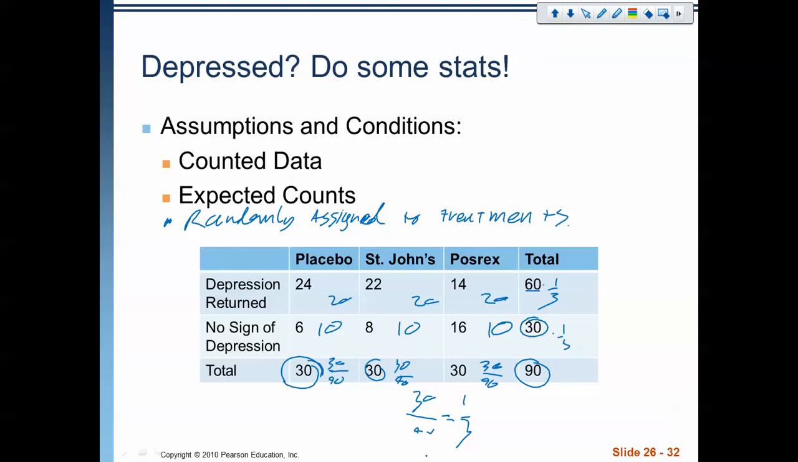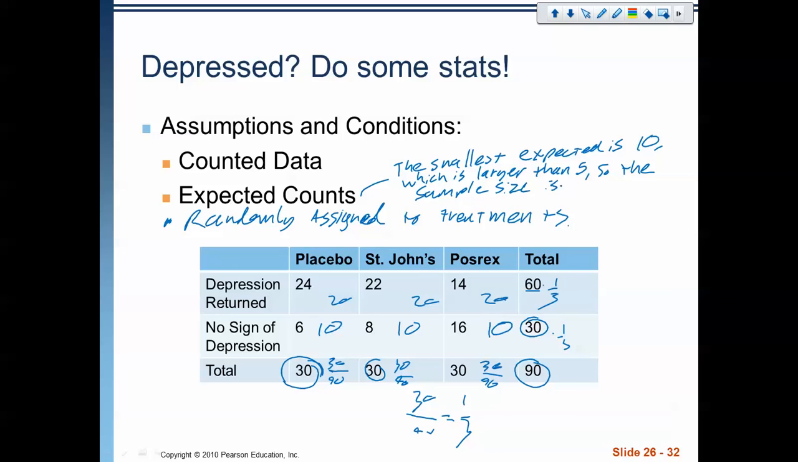So then our expected count, do we have enough? Remember, we need to have 5 in each cell. We can say the smallest expected cell is 10. Therefore, the sample size is large enough. Actually, I'm sorry, I skipped a sentence that we should say in there. The smallest expected count is 10, which is larger than 5. We need to state that in there, even though that's obvious. So the sample size is large enough. And that's the last of my assumptions and conditions.